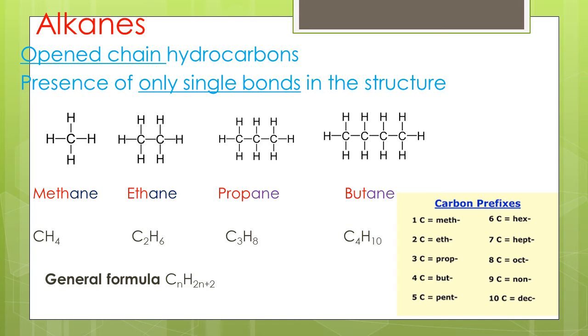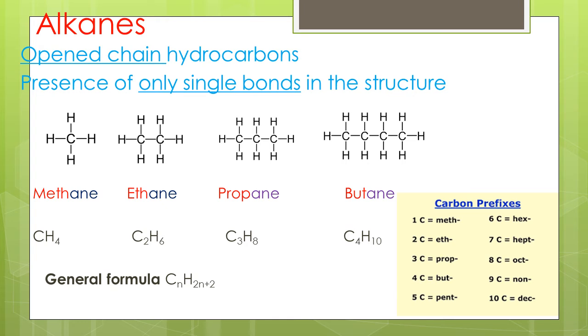Okay, so now can you tell me the name of the alkane having 8 carbon atoms in the structure? 8 carbon atoms. So the prefix is oct and the suffix will be ane because we are talking about alkanes, with only single bonds in the structures. So the name will be octane.